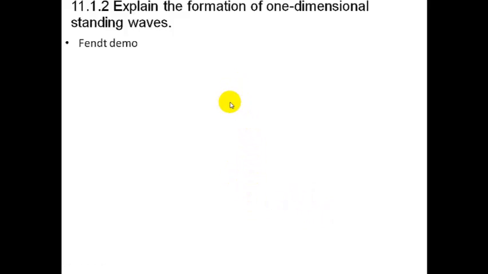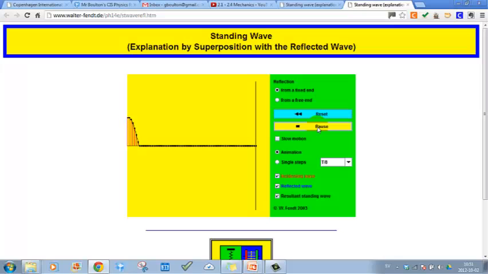Now the best way to see this is the Phet demo. It starts from the left with a disturbance above the axis. So we have a wave. As expected, this appears to be a progressive wave, a travelling wave which is moving from left to right. We have a boundary here where it's fixed.